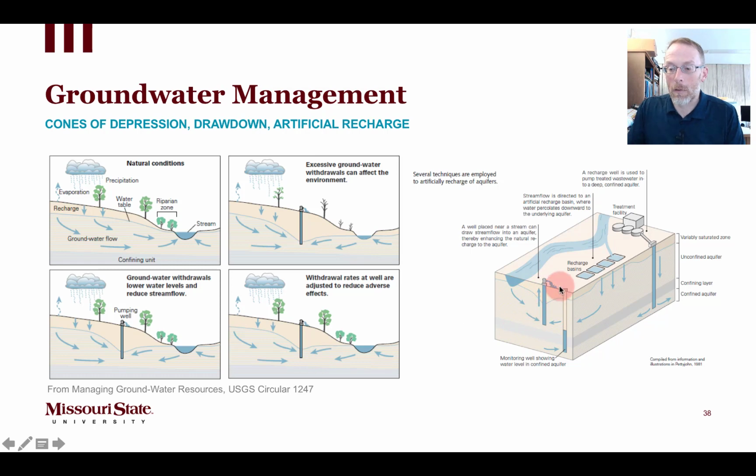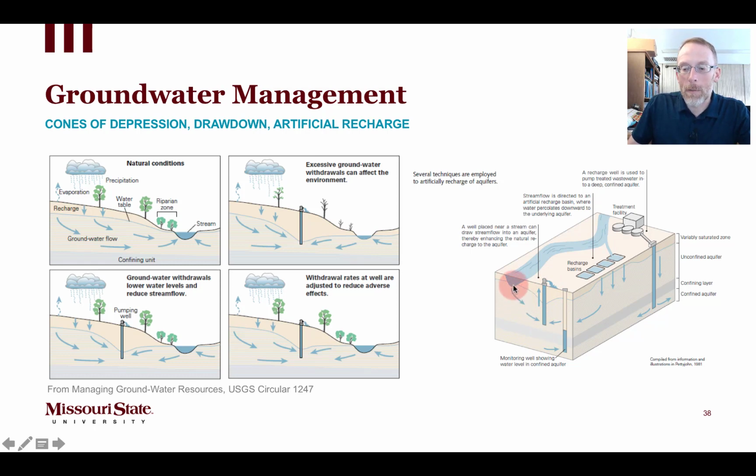Here are some examples on the right side of our slide here. We have a treatment facility, and that treatment facility is injecting water into the subsurface. So this is an injection well, and in an injection well, we actually pump water down into the aquifer. So we're recharging the aquifer artificially by pumping water in. In this case, we have water that's being treated, maybe from municipal wastewater, and then pumped back into the aquifer.